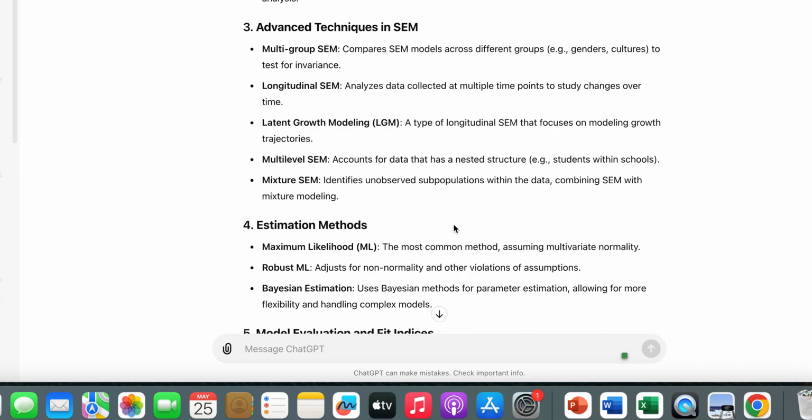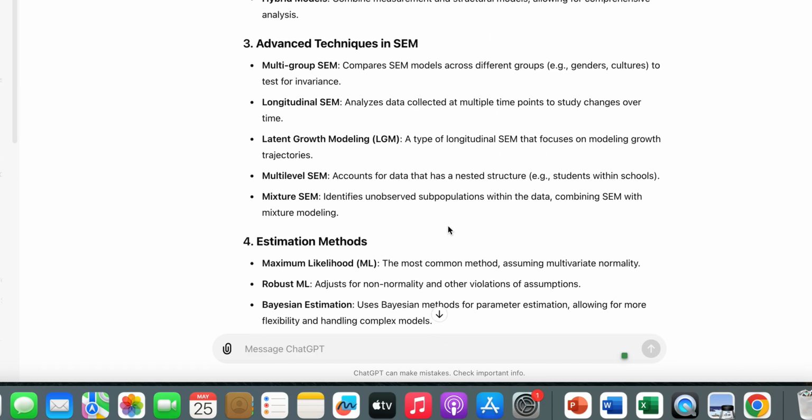Multi-level structural equation modeling accounts for data that has a nested structure, for example, students within schools. Mixture structural equation modeling identifies unobserved subpopulations within the data, combining structural equation modeling with mixture modeling.